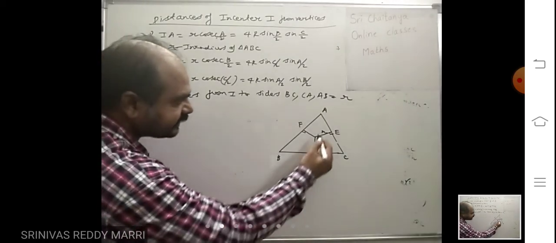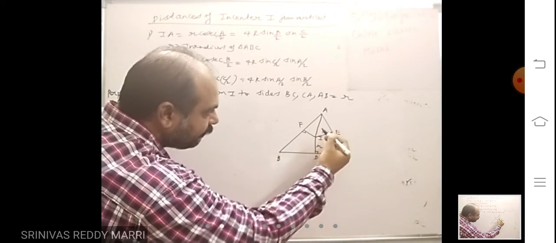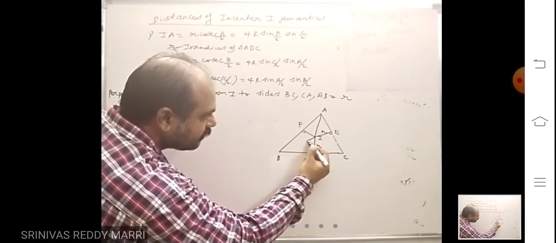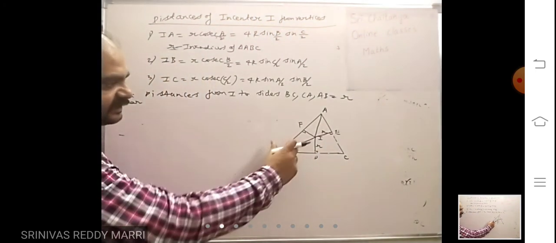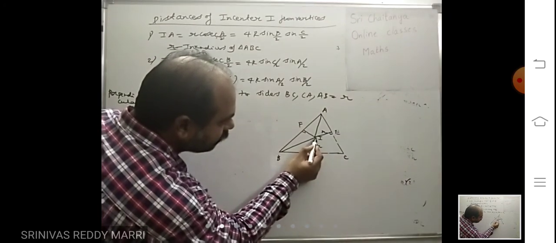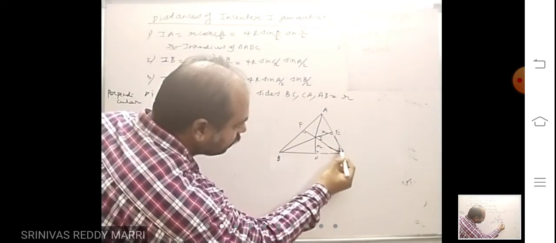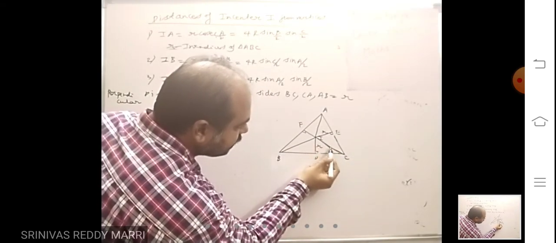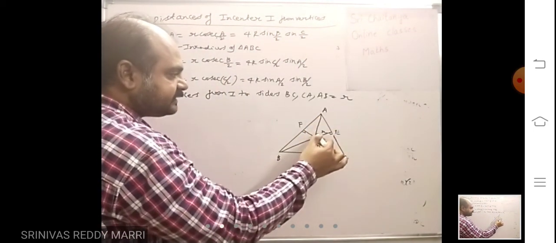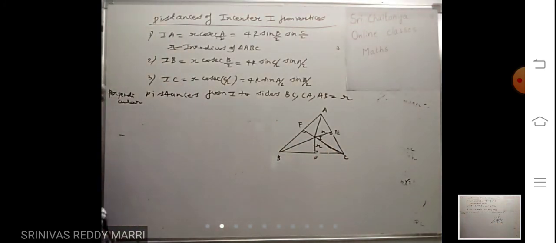Now I am connecting A to I. This distance is what is asked. Now I am connecting B to I. This distance is asked. Now I am connecting C to I. These are the distances from I to vertex A, I to vertex B, I to vertex C. Now I am calculating this AI.